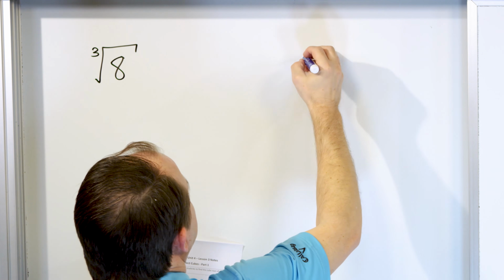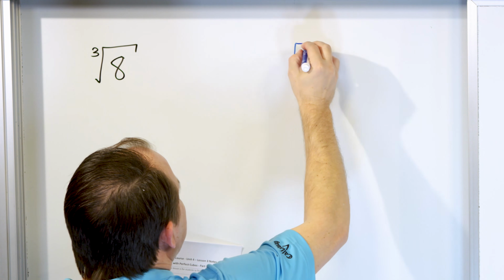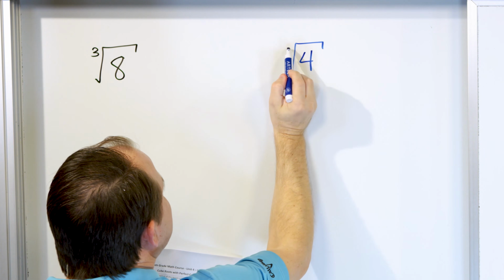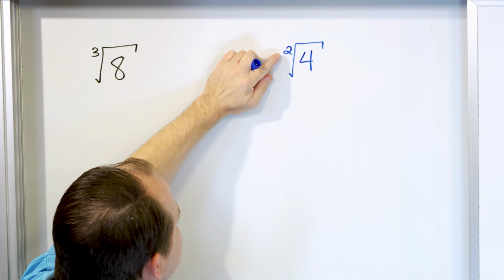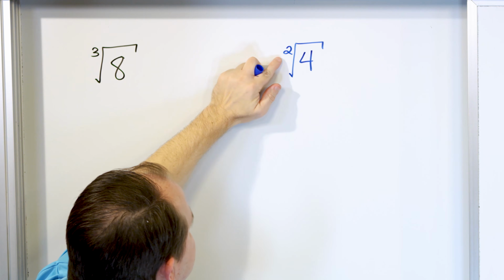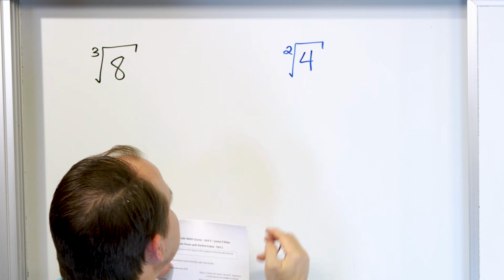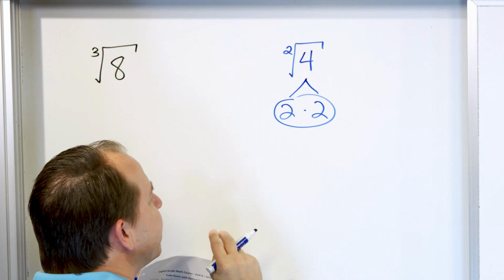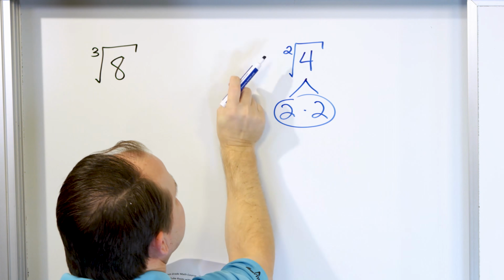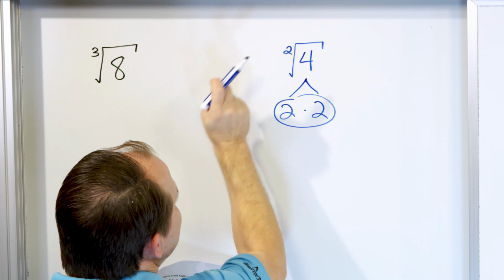Let's take an easier number, the number 4. When we put a square root around it, we don't put anything here, but there's kind of an implied 2 right here. We didn't write the 2, but you could write it like this, and this would mean it's a square root. So when you do your factor tree, you say that 2 times 2 is 4, and you're looking for pairs of numbers. Why are you looking for pairs? Because it's a square root, and the number 2 is there.